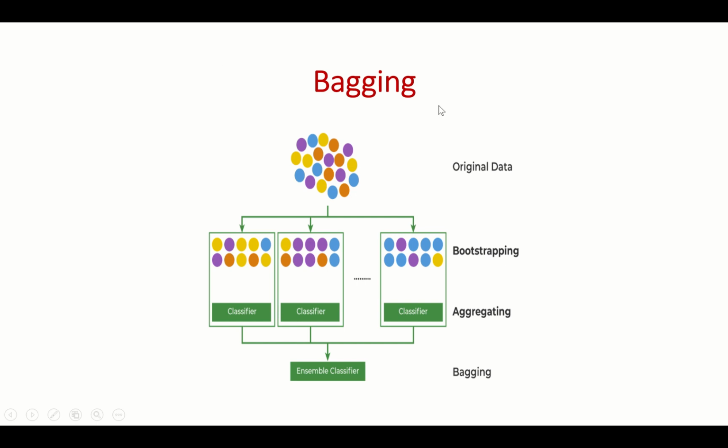The major important concept of bagging is that you divide the dataset into different subsets and each classifier is trained with a different set of data. The predictions of these classifiers are then combined, using any aggregation method you like. So this is the bagging method.